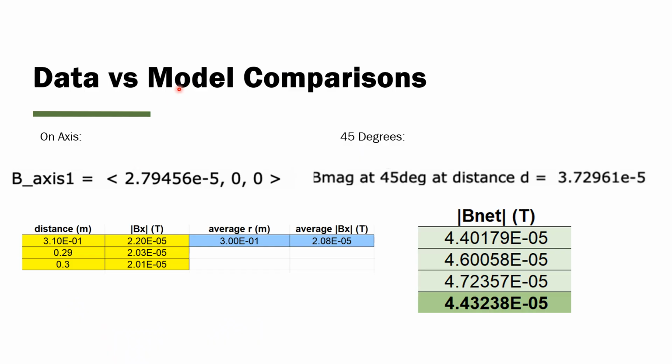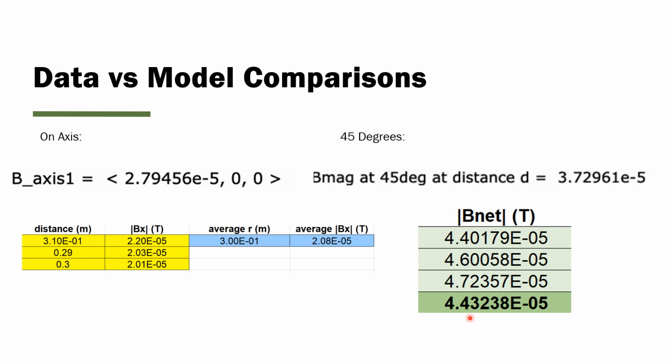And the data versus model comparisons. On the axis, for the first one, we computationally calculated 2.794 e to the -5, and what we actually found was about 2.08 e to the -5. So honestly, pretty close. That means it's working out well. And then at 45 degrees, we have d equals 3.729 e to the -5, and here we have 4.43 e to the -5. So here it's a little bit of a difference.